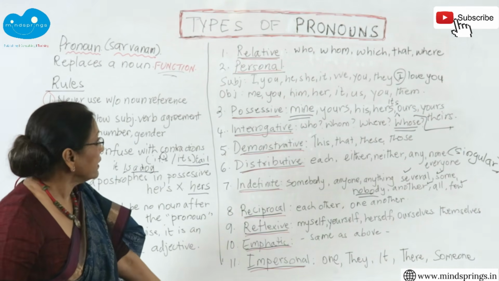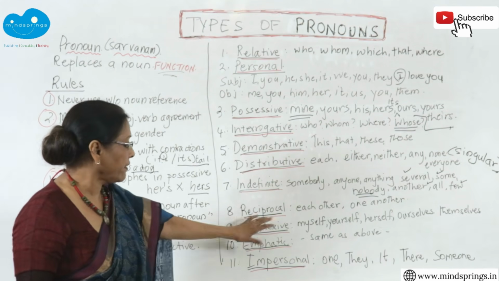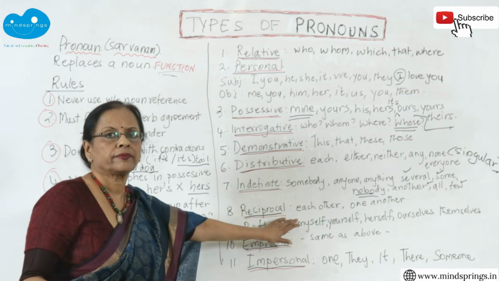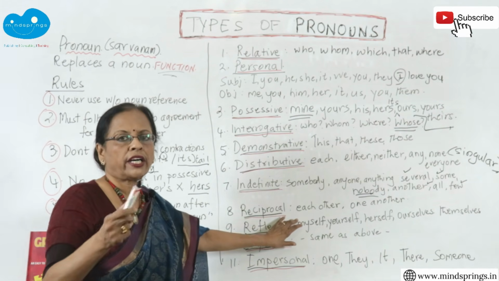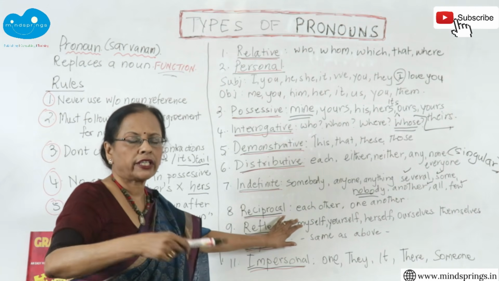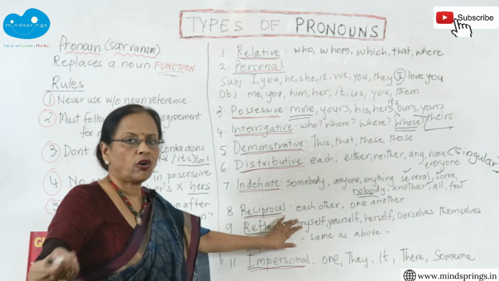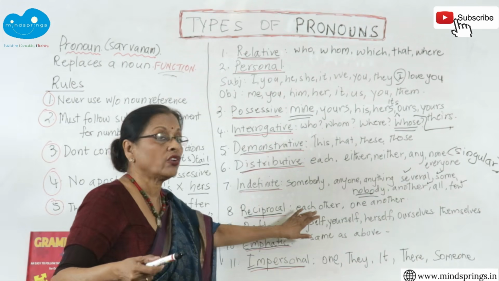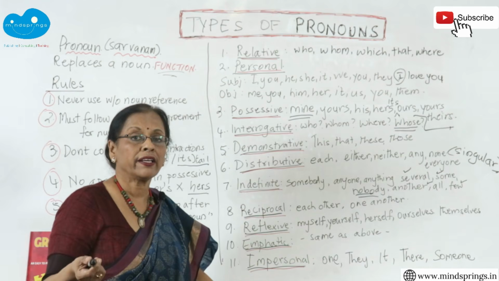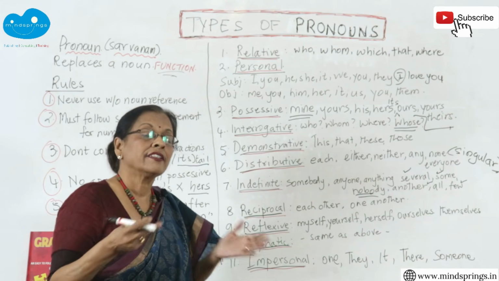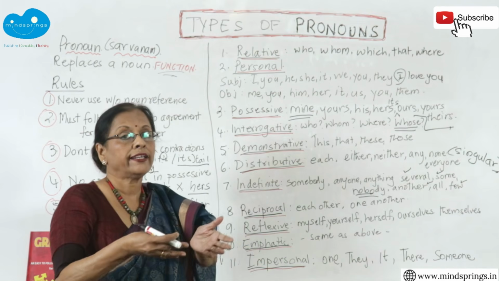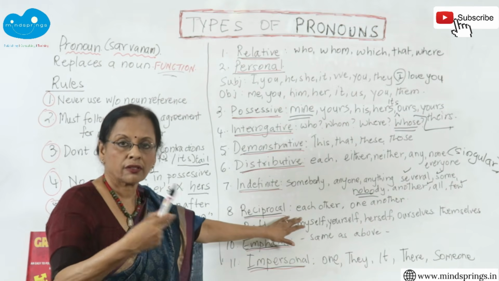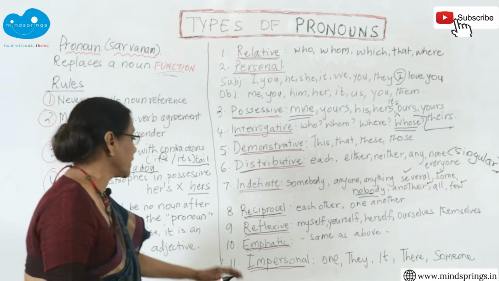The next one is reciprocal. Reciprocal pronouns are like each other, one another. There are no names there. So if I say Sudha and Ramesh met after a long time, they used to be friends in college. They greeted each other, or they greeted one another warmly. What is that one another, each other? It stands for Rahul and Sudha. So therefore, it's a reciprocal, one to another pronoun.